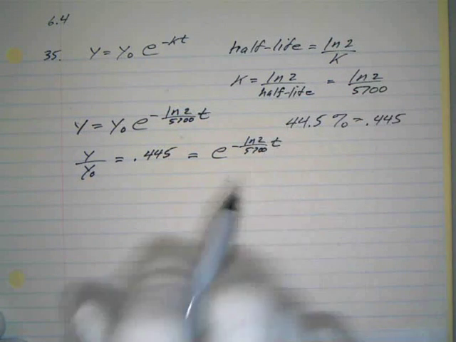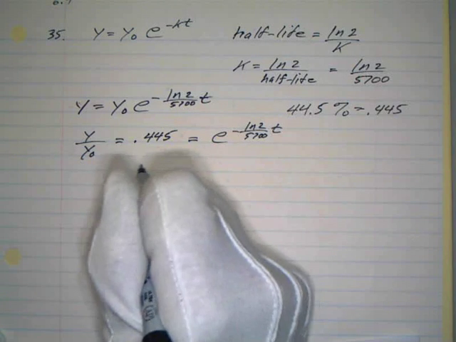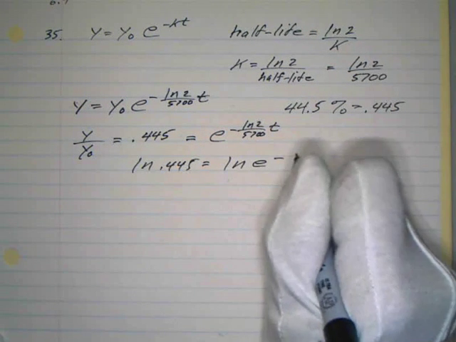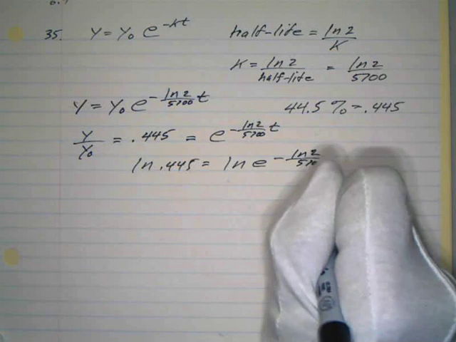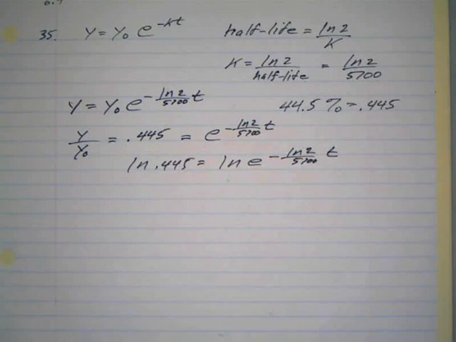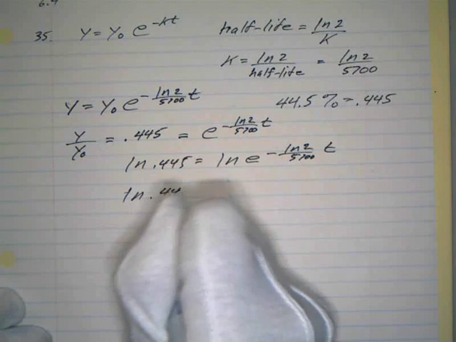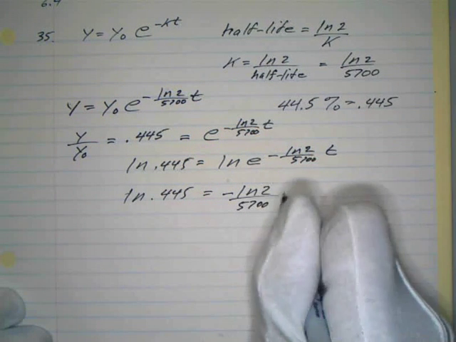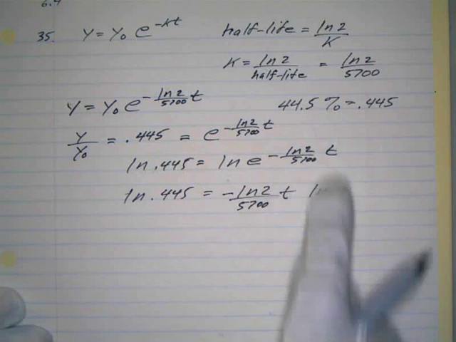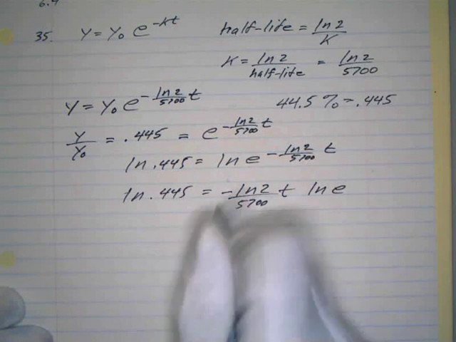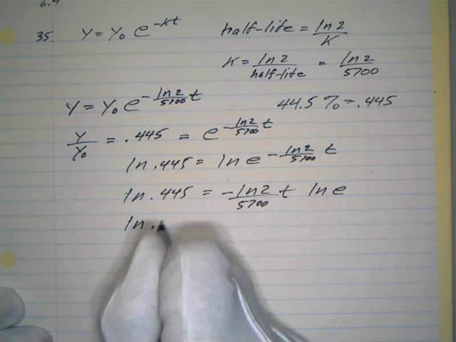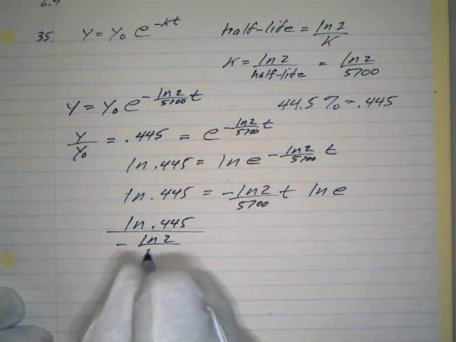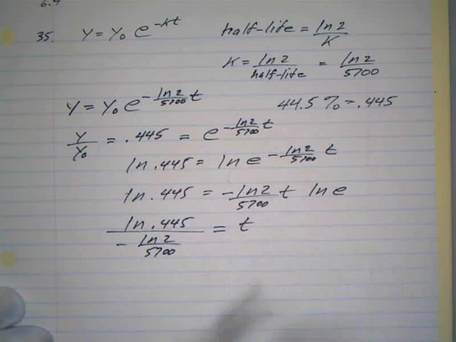Okay, so we want to find out what t is, so we take the natural log of both sides. The natural log of 0.445 equals the natural log of e to the negative natural log of 2 over 5,700 t. Then we move that exponent in front, so we have the natural log of 0.445 equals negative the natural log of 2 over 5,700 t times the natural log of e, but that's just 1. Then to find t, we divide both sides by the coefficient of t. So the natural log of 0.445 divided by negative natural log 2 divided by 5,700 equals the time.